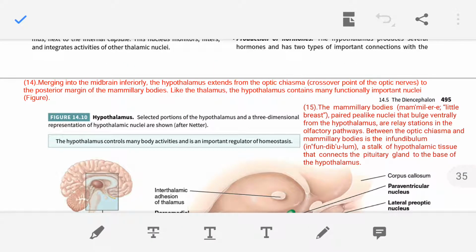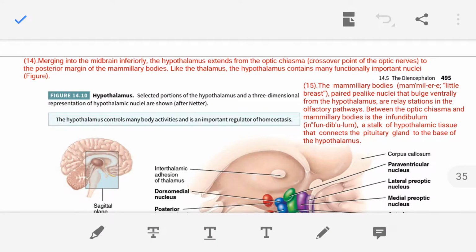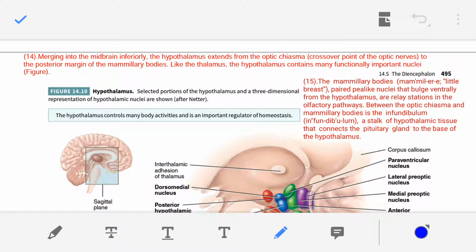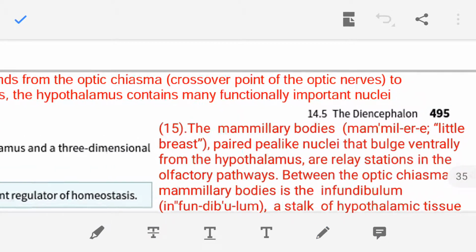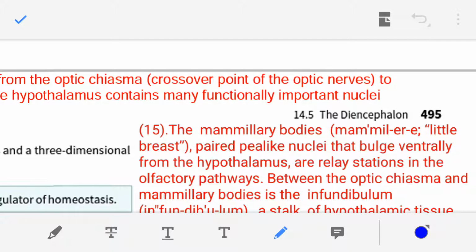And where exactly in our brain is the hypothalamus located? The hypothalamus extends from the optic chiasma to the posterior margin of the mammillary bodies. Now, what is the optic chiasma? The optic chiasma is a point where two optic nerves are crossing over.